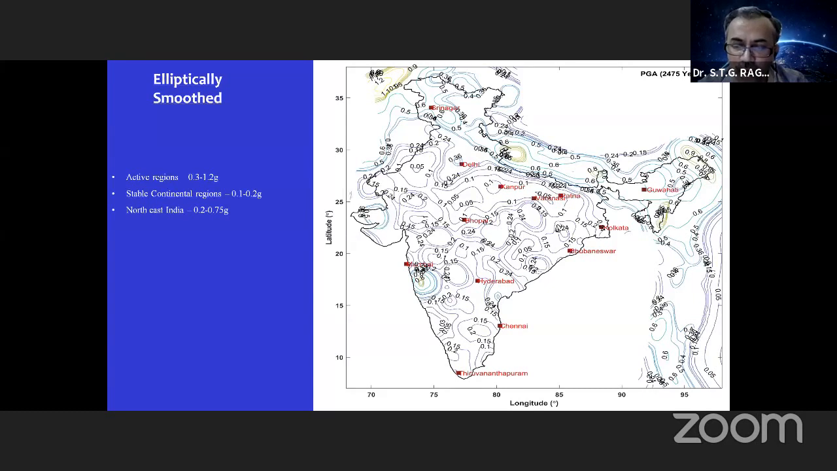So if you design for 0.12 G in Chennai, you are taking the same risk as a person designing in Guwahati, whose design value is 0.5 G, but the risk levels are homogeneous. So this is the advantage of these types of maps.